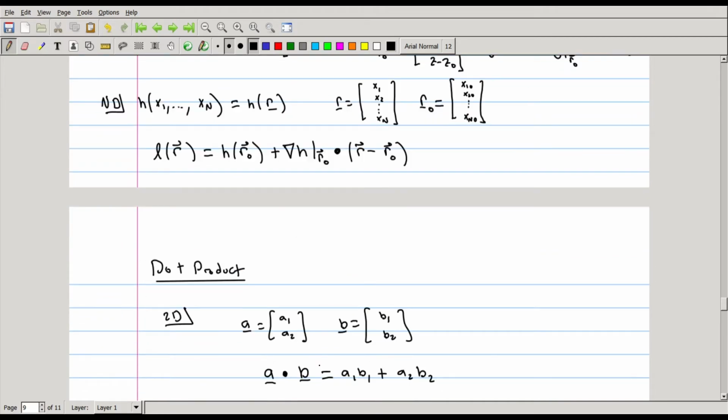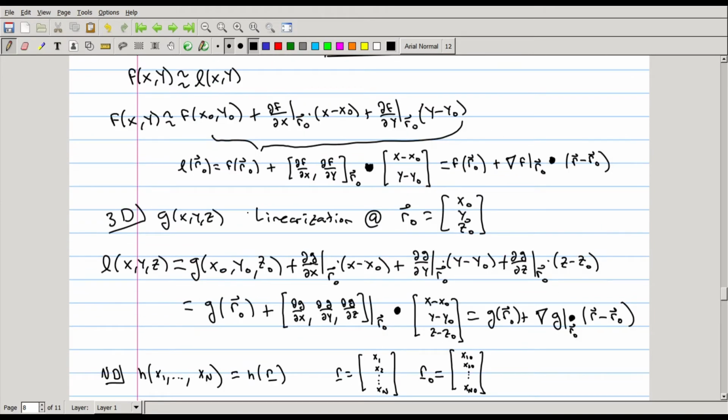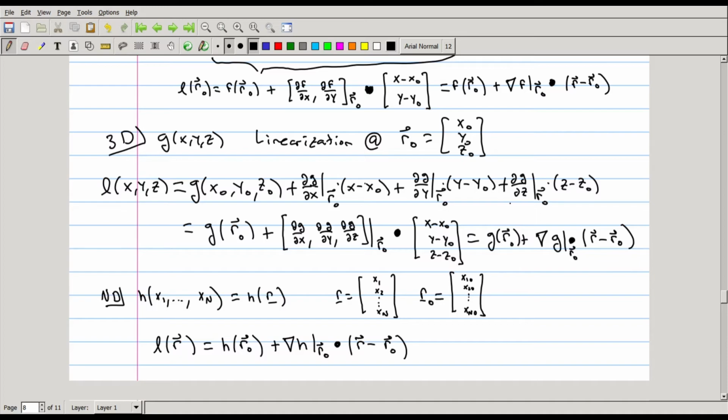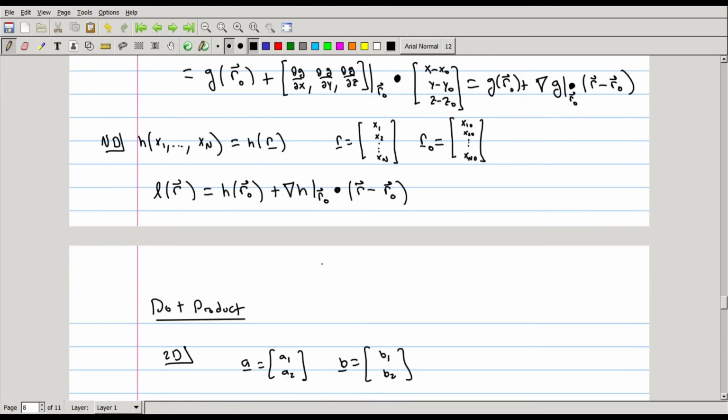So this is what we're doing here when I'm expressing these as the dot product. I'm basically taking the fact that df dx is the first component of the gradient vector and multiplied by x minus x naught, plus the second component of the gradient vector multiplied by y minus y naught in 2D, just the gradient vector dot product with r minus r naught. Same thing for this 3-dimensional equation, and you can very clearly see that this is going to hold in general in n-dimensional space.